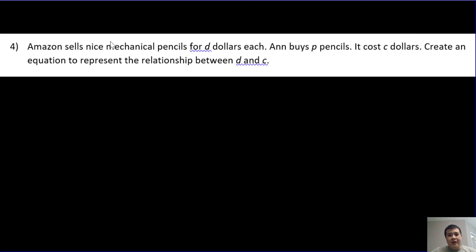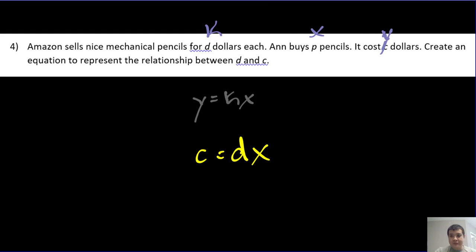Go ahead and try this one out on your own. What you should have found was the cost of the pencils, C, is the dependent variable because it depends on how many pencils we buy. And then the unit rate is D dollars, so therefore our equation is going to be C equals DX.